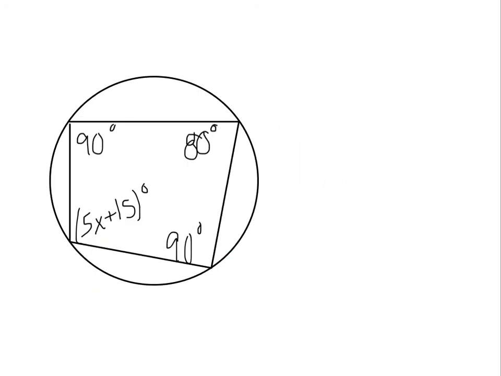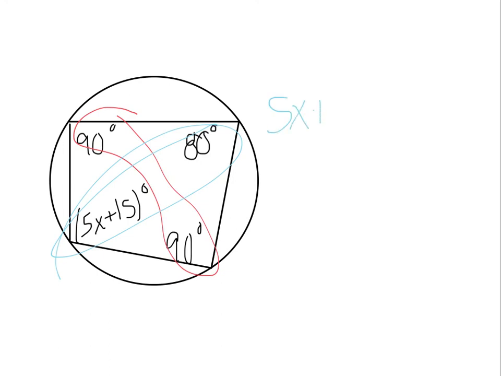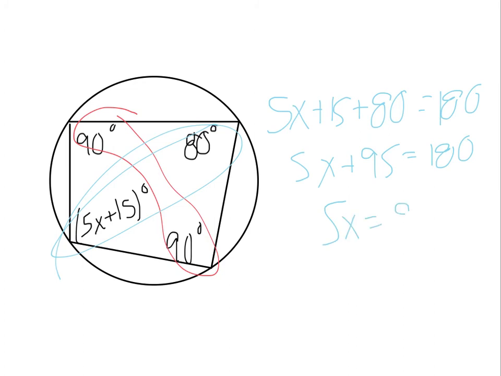Okay, something like this. Like I said, these are across from each other, and they're already equal to 180. Now we can set these added together equal to 180. So 5x plus 95 equals 180. Subtract, so we get 5x equals 85. Divide both sides by 5, and you get x equals 17, I believe. Yep, x equals 17.